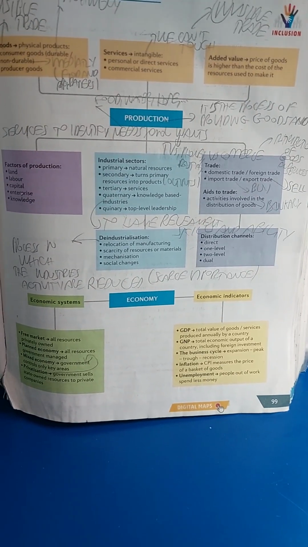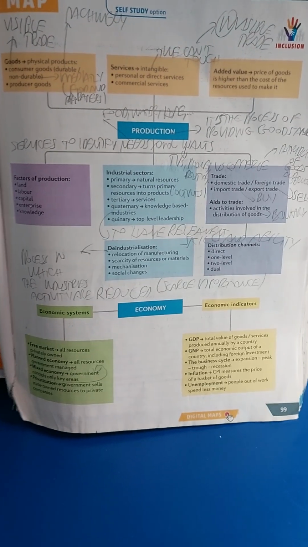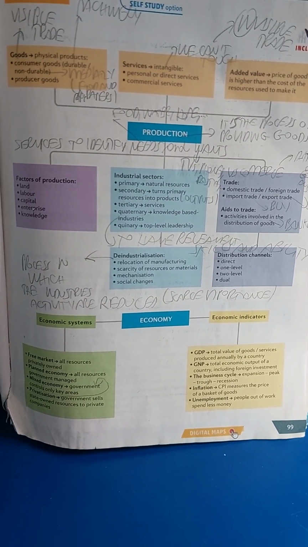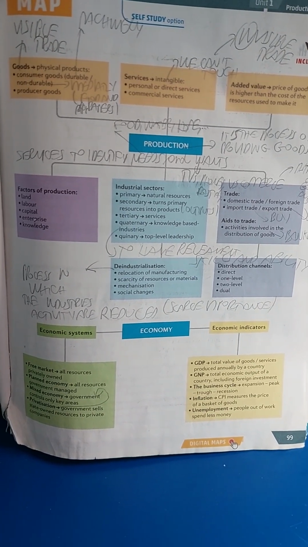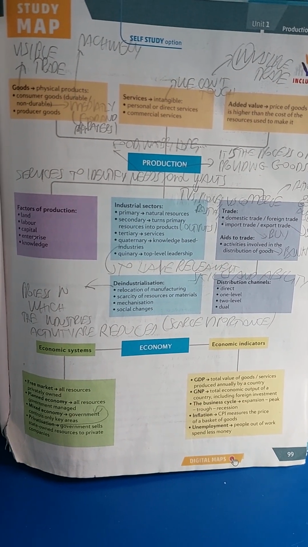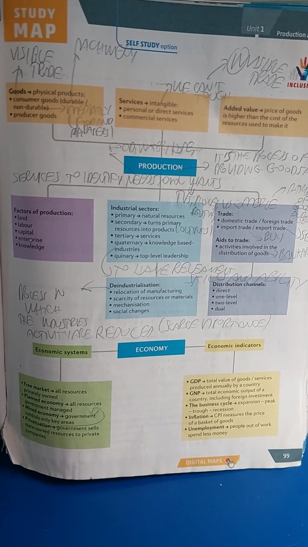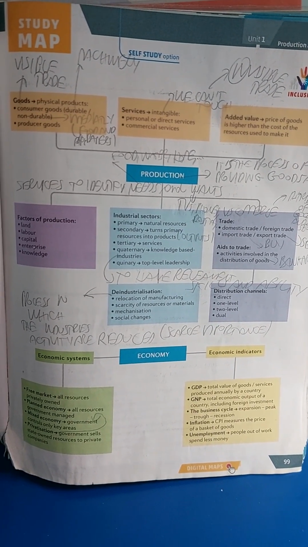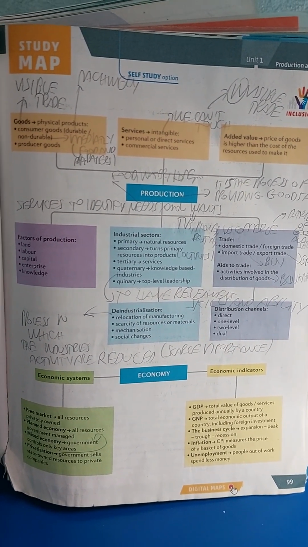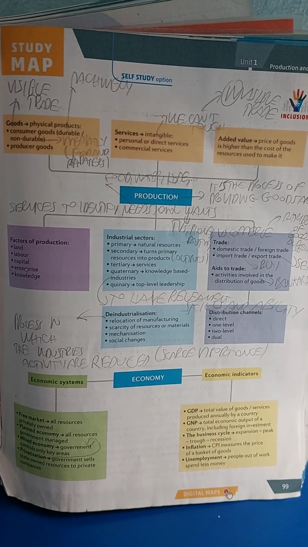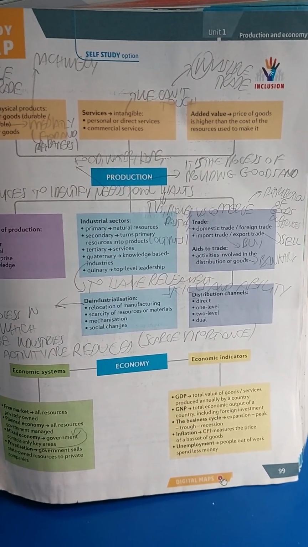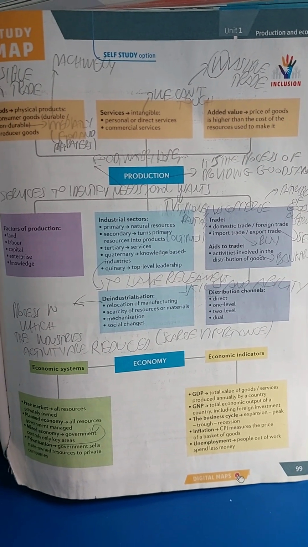the finished products. The factors of production are the land, where we exploit the renewable and non-renewable resources, the labor, the capital, the sums of money that we use in order to buy the goods, enterprise, and the knowledge. And the production has industrial sectors.